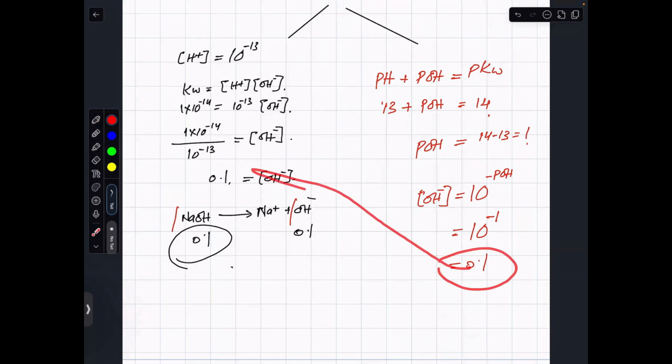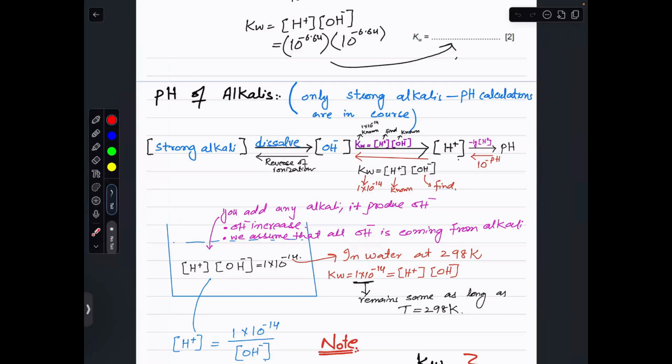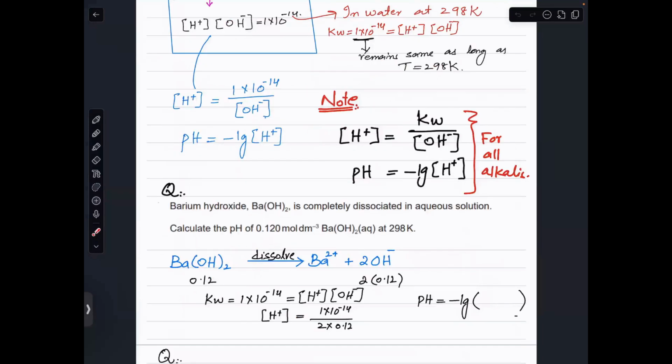Look, once you know the OH, you can find the NaOH. So, see, you know the strong alkali dissolves in water, and then you know Kw, and then you know the OH. You can find the H plus, and exactly the same in the reverse. It's clearly explained here. For all alkalis, the H plus is Kw over OH, and from H plus, you can find pH.